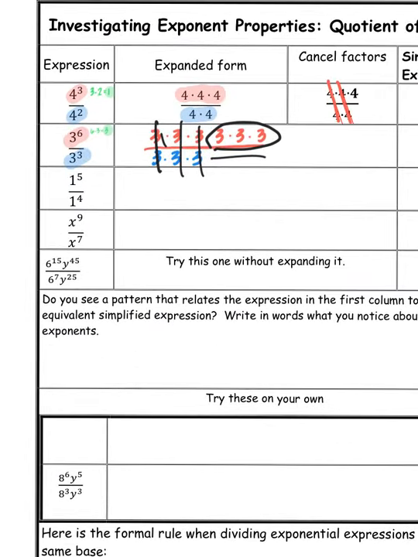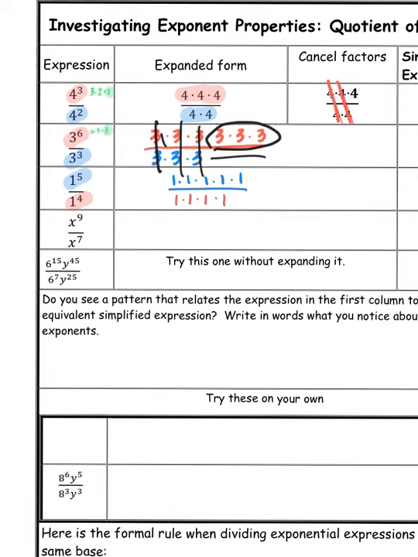Okay, let's look again at the next one. 1 to the 5th and 1 to the 4th. So I can write this out, 1 to the 5th, and I'm going to get 1 times 1 times 1 times 1 times 1. And I'm going to put that over 1 to the 4th, 1 times 1 times 1 times 1. I switched my colors, sorry.